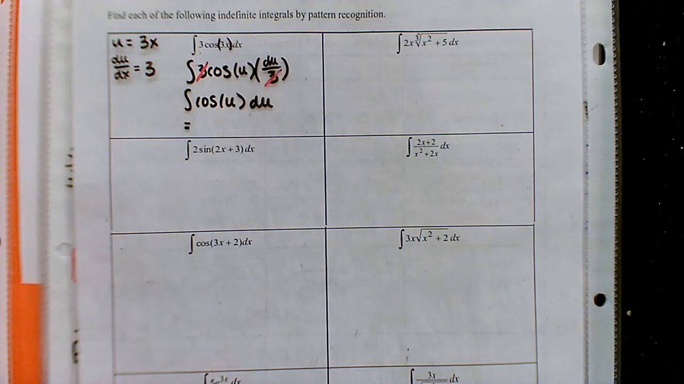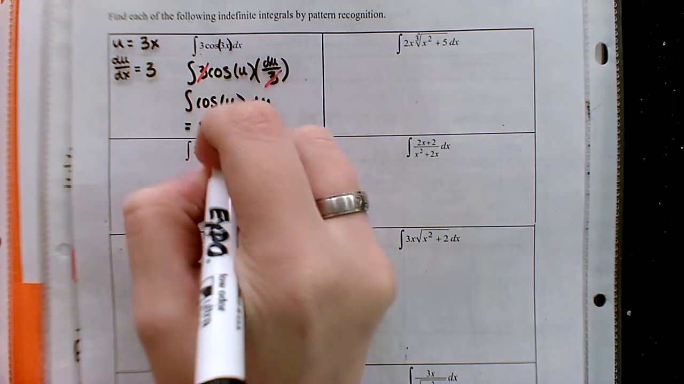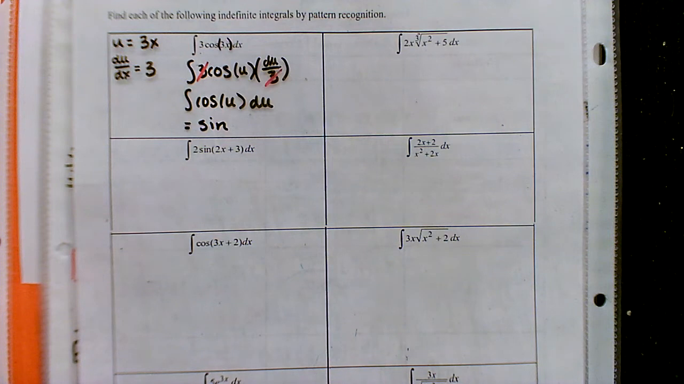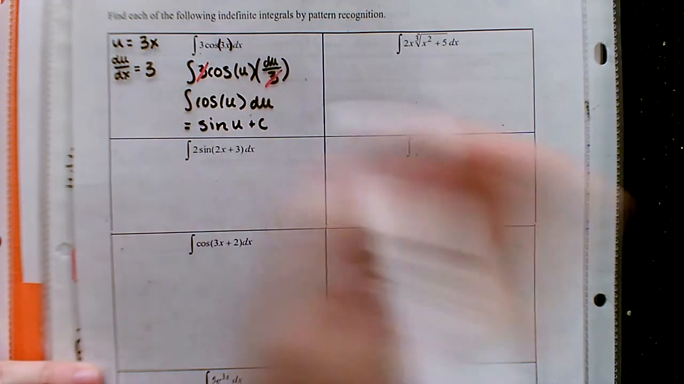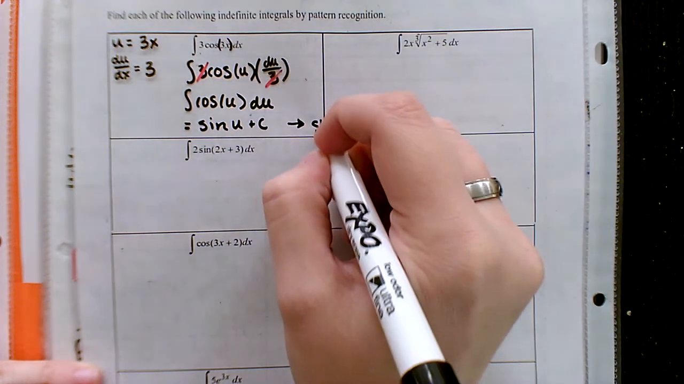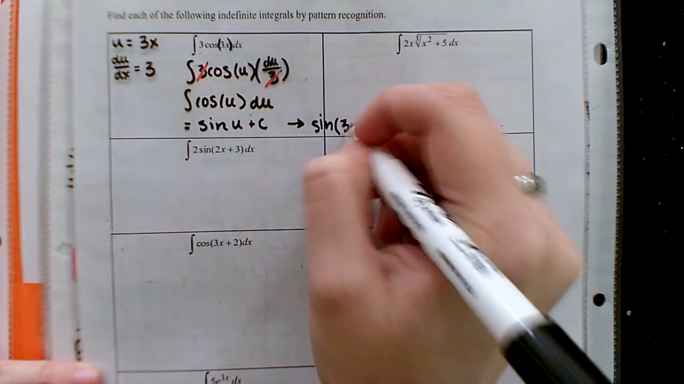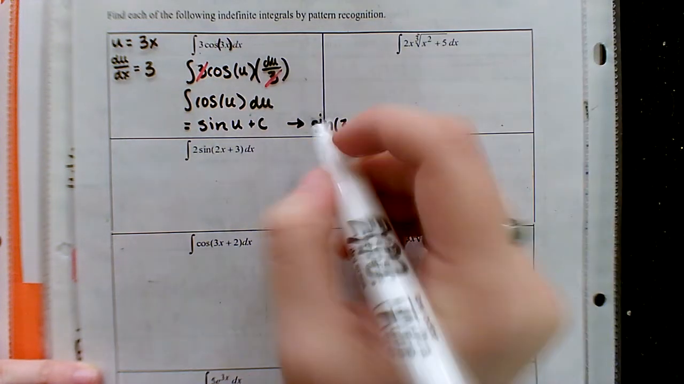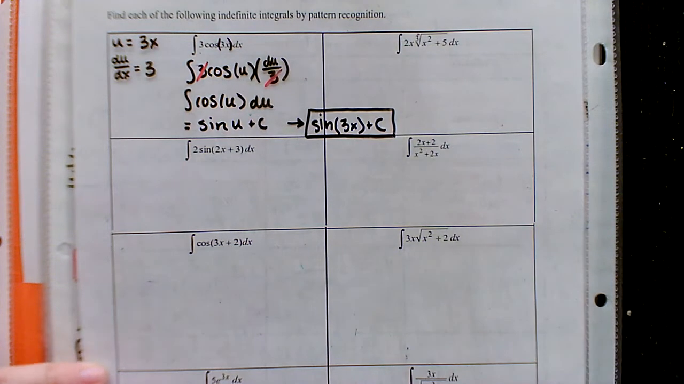What can you take the derivative of that would give you cosine? Just sine. Close, that's okay. So we would write sine of u plus c. But our last step, we could probably substitute back in that u value, which we said was 3x. There's our antiderivative.